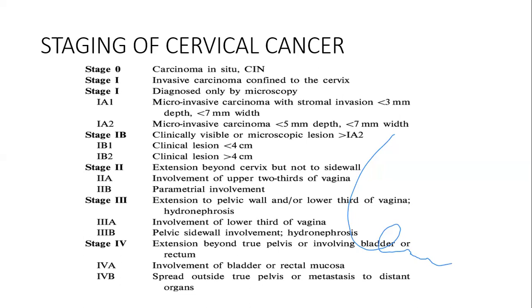Then with stage 2, there's extension beyond the cervix, however, it does not involve the side walls. So there can be involvement of the upper 2/3 of the vagina. With stage 3, there's spread beyond the cervix down to the lower third of the vagina, and with some pelvic sidewall involvement. Stage 4, there's extension beyond the true pelvis, and this can go on to involve the bladder, the rectum, or metastasis outside of the pelvis. And at this stage, that's when you have the urinary and the rectal symptoms.